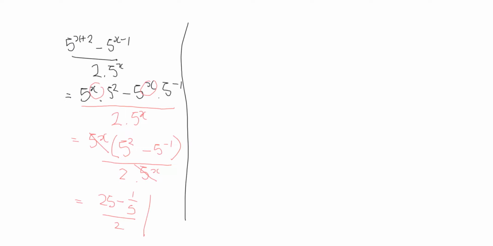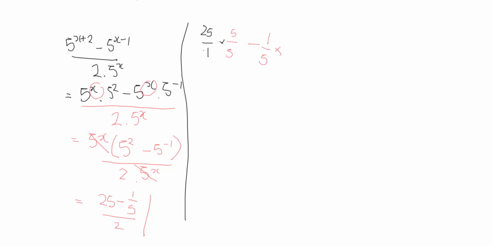And 25 is the same as 25 over 1. So what are you going to have? This is going to be 25 over 1, multiplied by 5 over 5. And then the other one is going to be subtract 1 over 5. And the same thing here. Remember, what you do on your left, you're also going to do on your right.